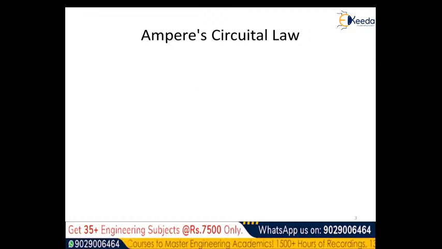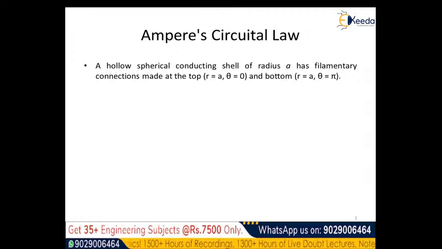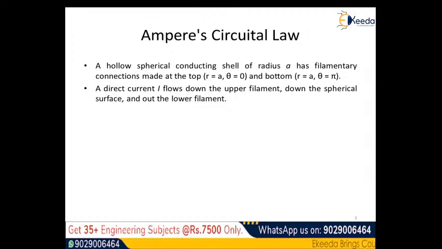So here we go. We start with the first problem statement. Here it is: a hollow spherical conducting shell of radius small a has filamentary connections made at the top, denoted by r equals small a, theta equals 0, and the bottom, denoted by r equals small a, theta equals pi. The statement continues with another sentence: a direct current capital I flows down the upper filament, down the spherical surface and out the lower filament.